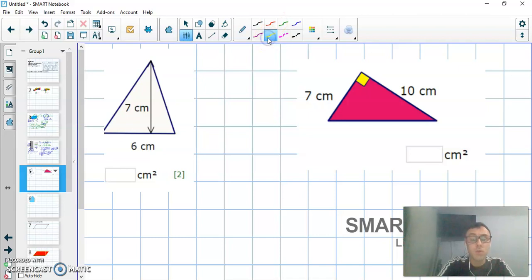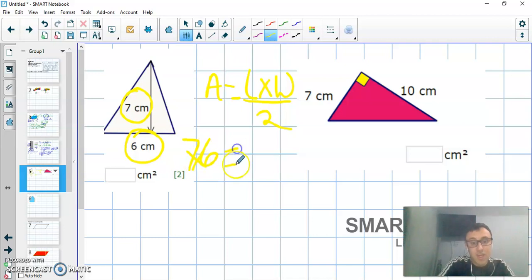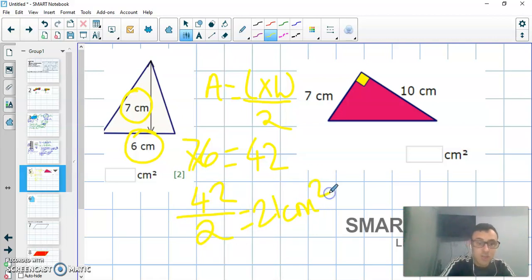We know the area of a triangle is length times by width, and then we divide that by 2. So here I'm going to do my 7 times by 6. 7 times by 6 is 42, and then 42 divided by 2 is 21 centimetres squared. So that's our area of that triangle.